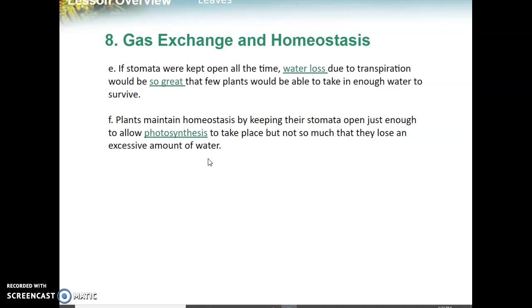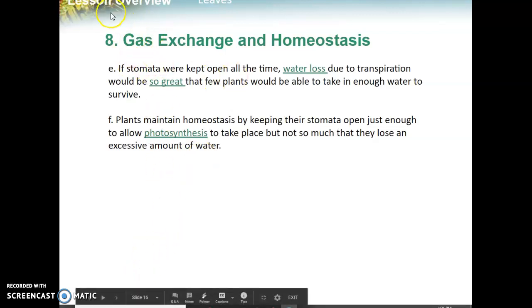But they need to have the stomata open in order to do photosynthesis, because photosynthesis says they take sunlight and carbon dioxide and water, and they make their own food from that. So if the stomata are closed, they can't get enough carbon dioxide, they're not going to be able to do photosynthesis. So it's a balancing act. They have to have it open enough to do photosynthesis, but not so much that they dry out.